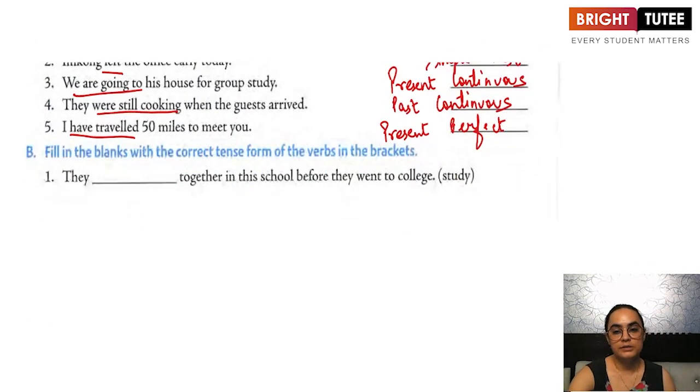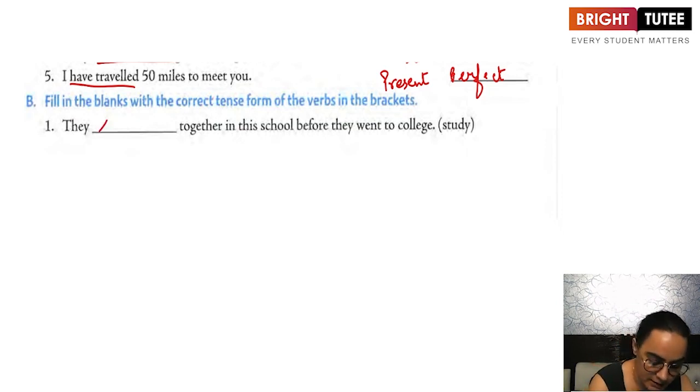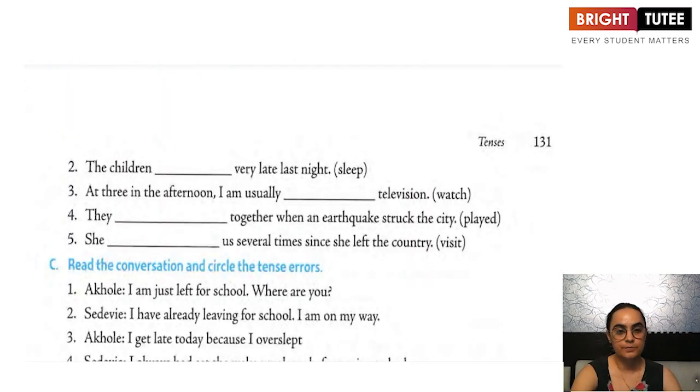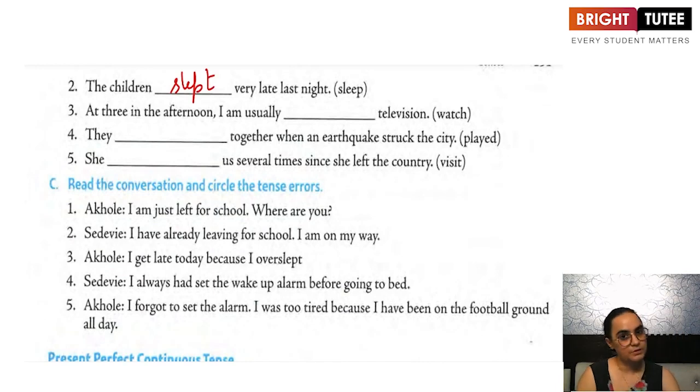Okay. Now let us look at the second question. Fill in the blanks with the correct tense form of the verb given in the bracket. So in the bracket you are given some verbs, you have to use them in the correct tense. They dashed together in the school before they went to the college. So they studied together in the school, past tense, before they went to the college. The children dashed very late last night, so slept.